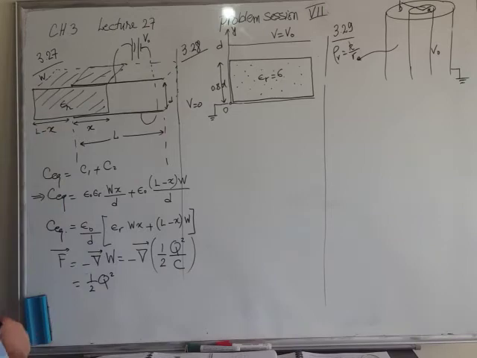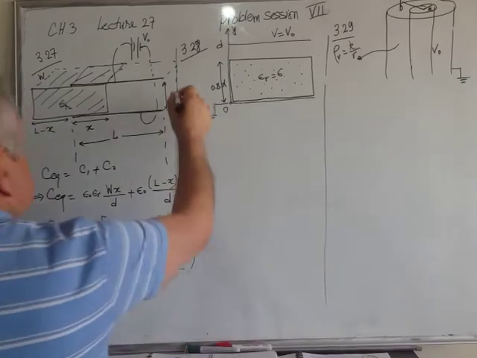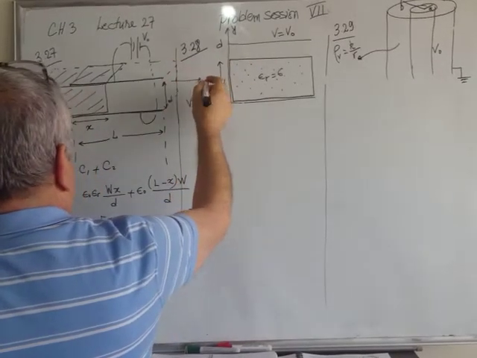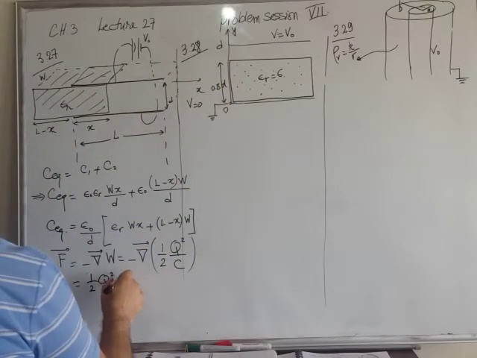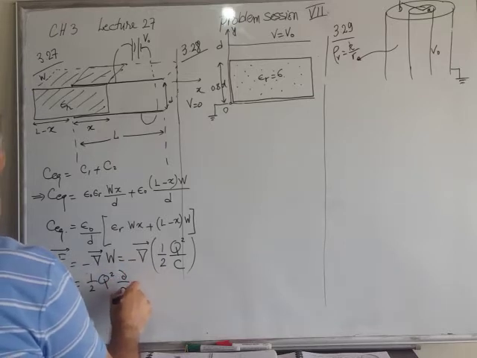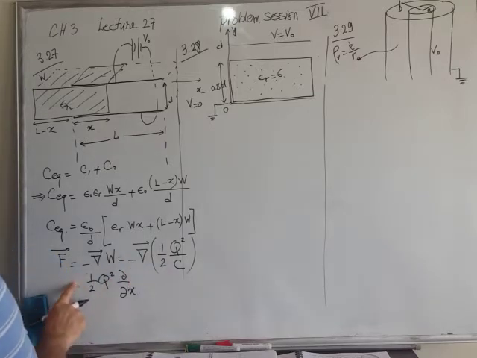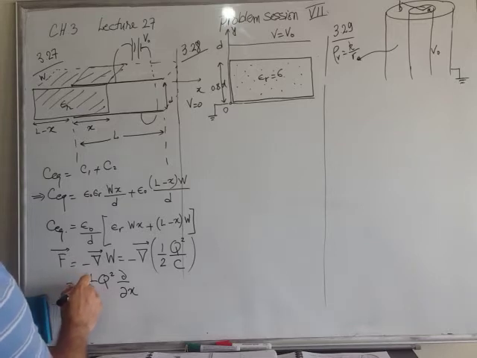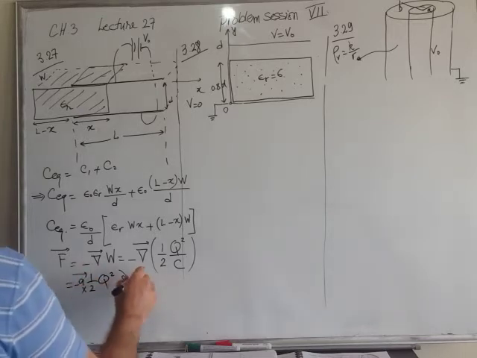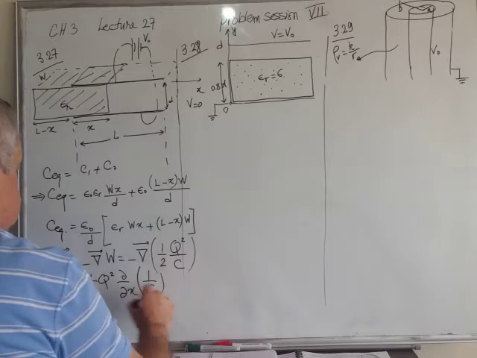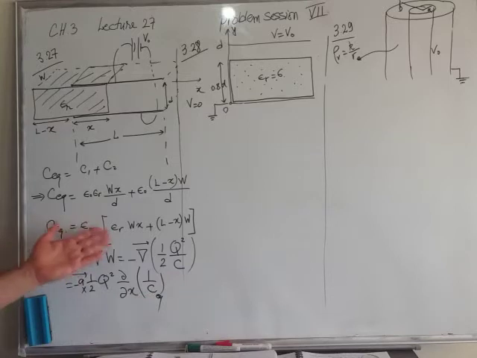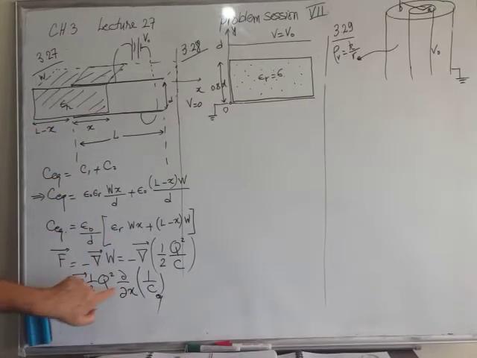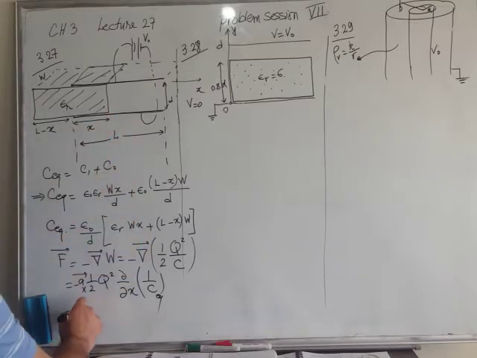Half Q squared, of the gradient of 1 over C, with respect to what? With respect to x, in that direction. So this will be the partial derivative with respect to x, and there is a minus sign outside, in the x direction, of 1 over C, that is 1 over C equivalent. You find 1 over C equivalent, then you differentiate it with respect to x to obtain the force between the dielectric slab and the capacitor.